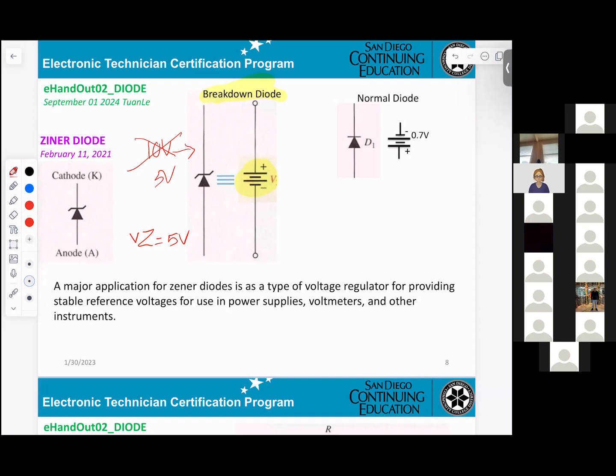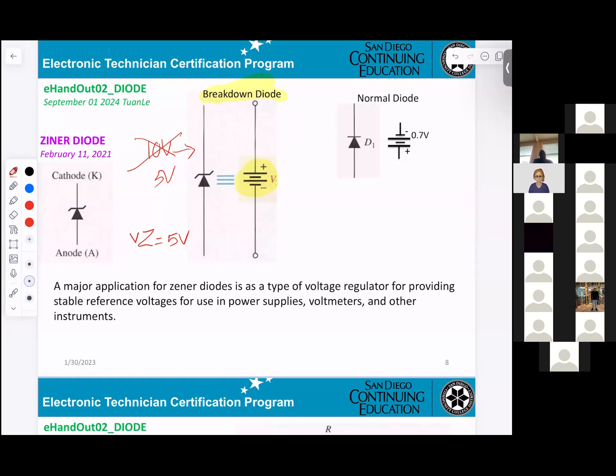And the Zener breakdown voltage depends on what you need. When you buy, you have to tell them: I want the breakdown voltage 10 volt, 5 volt, whatever voltage. That is what you call the Zener breakdown voltage.